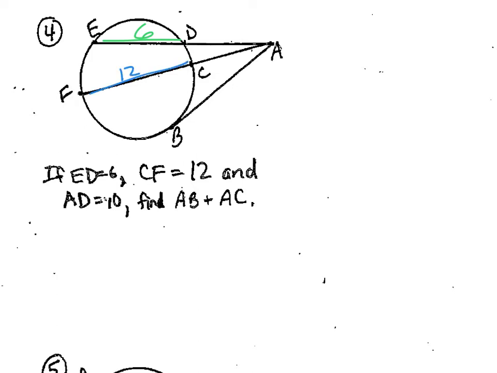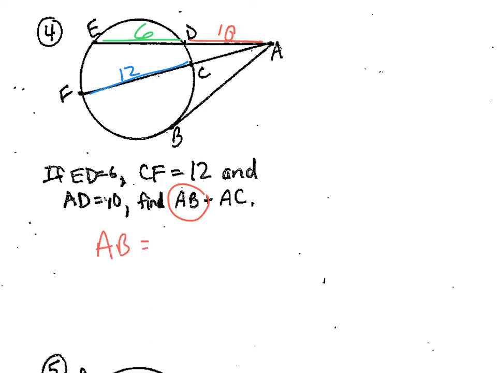And AD is 10. Find AB and AC. Okay, so it doesn't matter which one we're looking for first. I'm going to go ahead and look for AB since that's the first one that we're asked for. AB is equal to what?